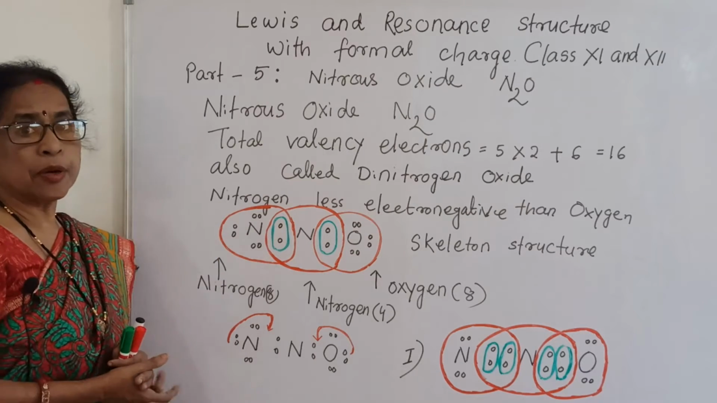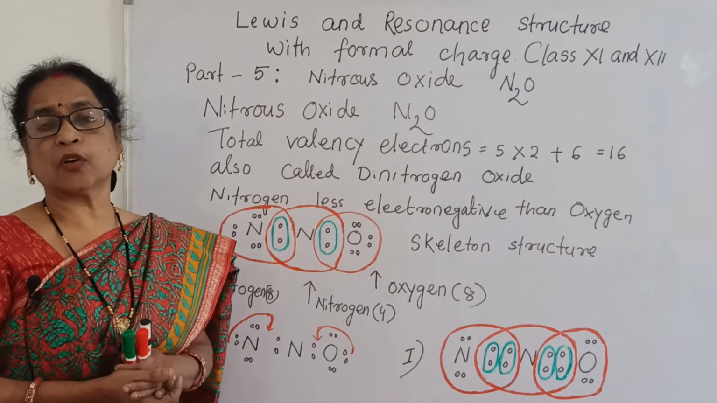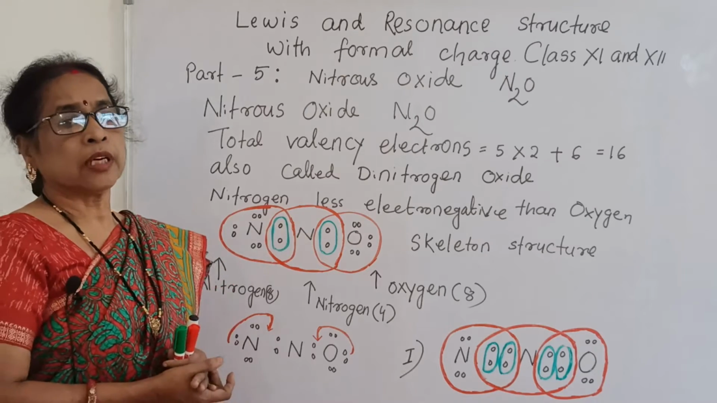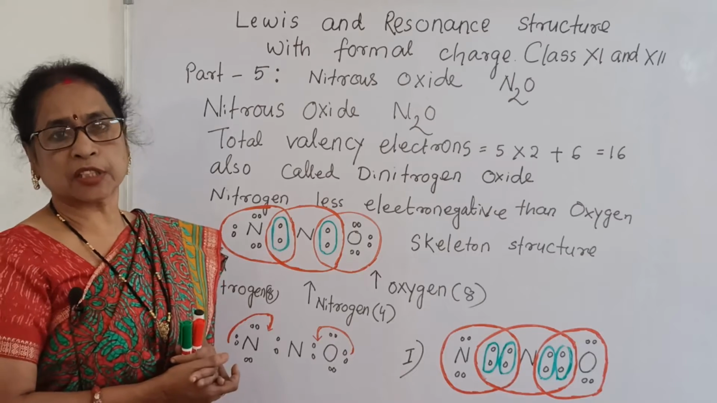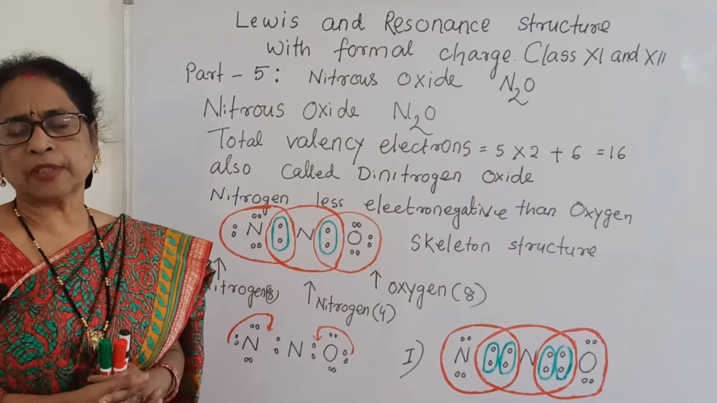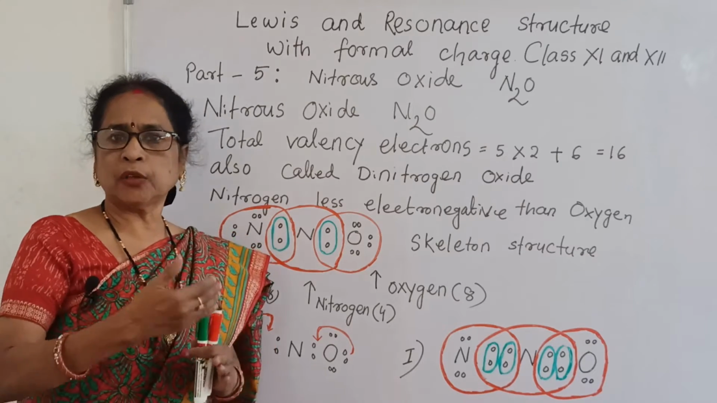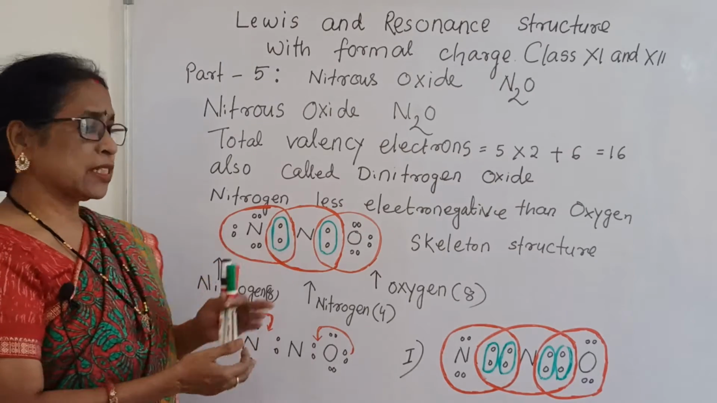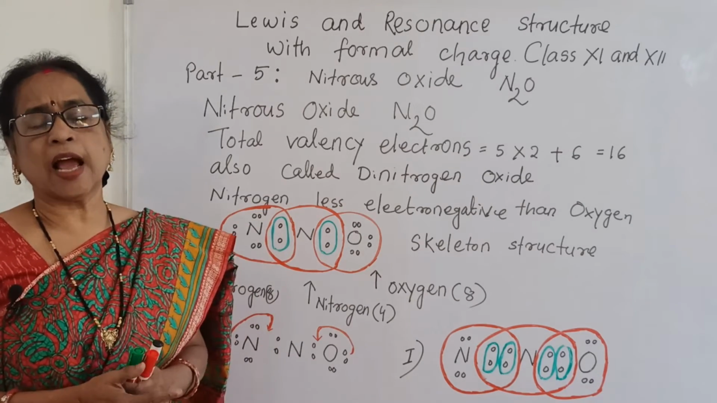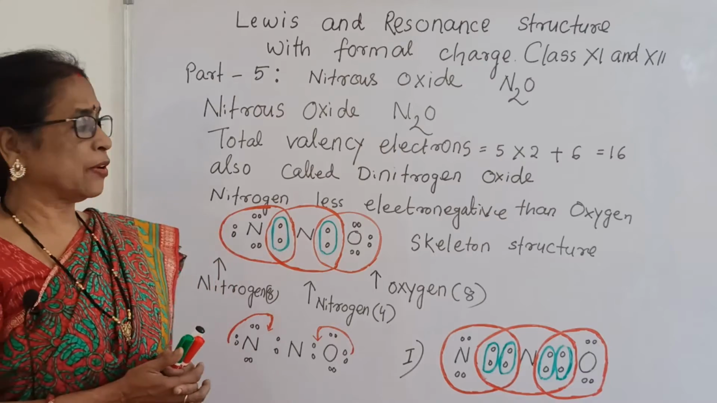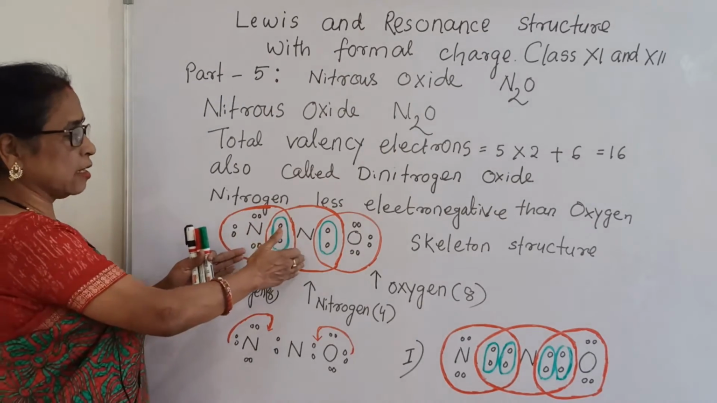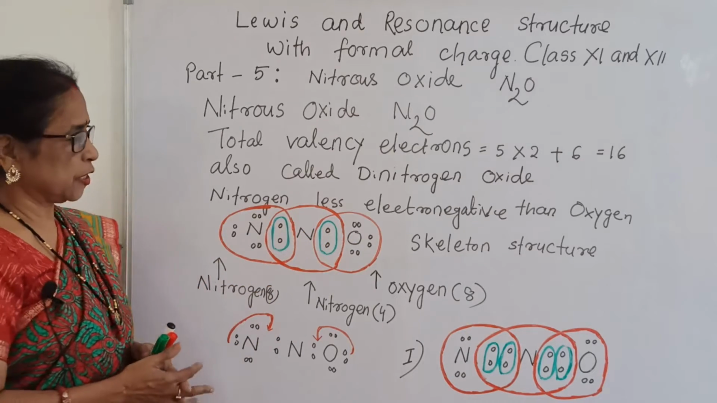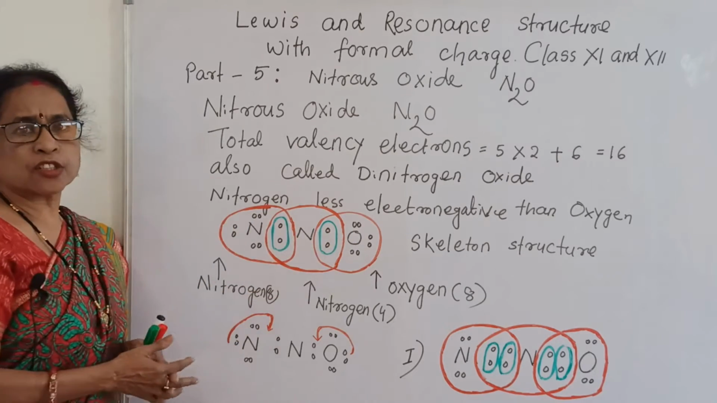And after that we will find which is the least electronegative. There are two kinds of atoms present here, one is nitrogen, the other is oxygen. But nitrogen appears 2 times because the formula is N2O. That is why you can say these nitrogen atoms are least electronegative when compared to oxygen, so you should put nitrogen in the center and oxygen on the outer side. And this is the skeleton structure.